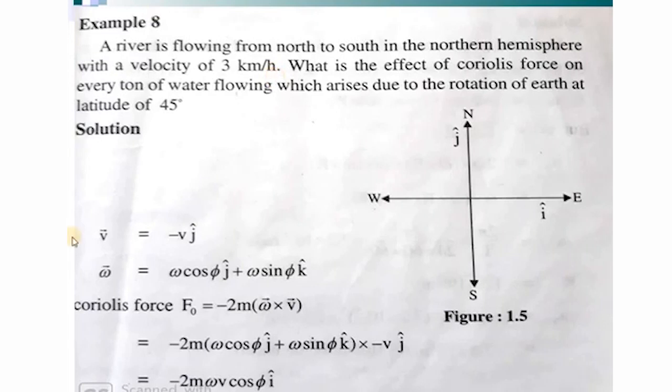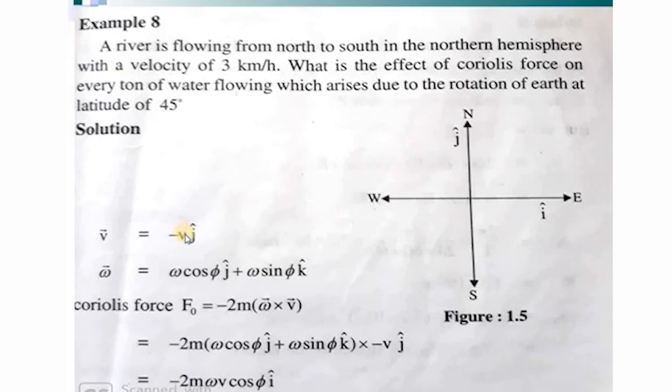So what happens here? We have basically V is equal to minus V into J, and we know what omega is: omega is equal to omega cos phi J plus omega sin phi K. These are the things that we know prior. And the expression for Coriolis force is what? Minus 2m omega cross, and here the velocity vector.